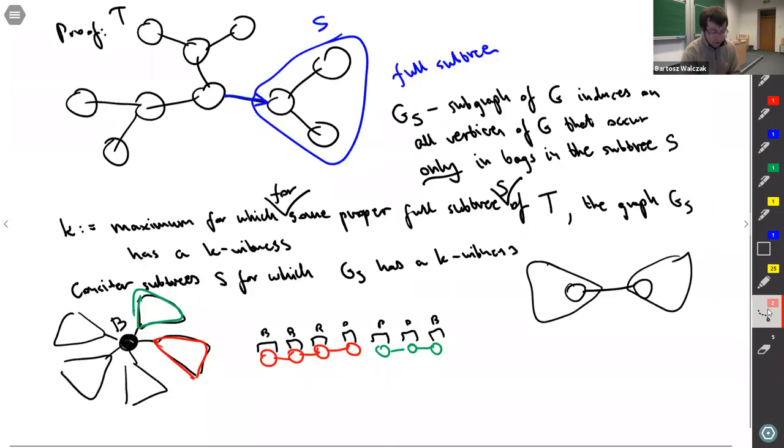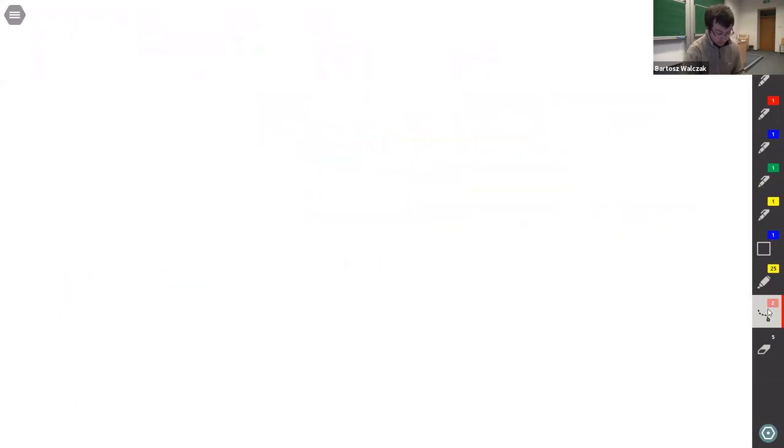But this was under the condition that something like this doesn't happen. So now let's see what happens if we have two disjoint subtrees in our collection, which we considered here. So in that collection where we have K witnesses.